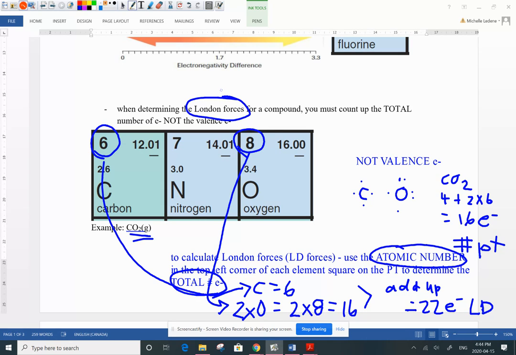It's total electrons because you're going to get a different value, right? If you're looking at, well, carbon has 4 valence electrons, oxygen has 6, you get a number of 16 electrons. So this is the number that you are going to use to do your diagram, right? When you are doing a structural diagram or a stereochemical diagram, that's the number you use. When you are looking to do the London forces, it's the total number of electrons that you need to use.